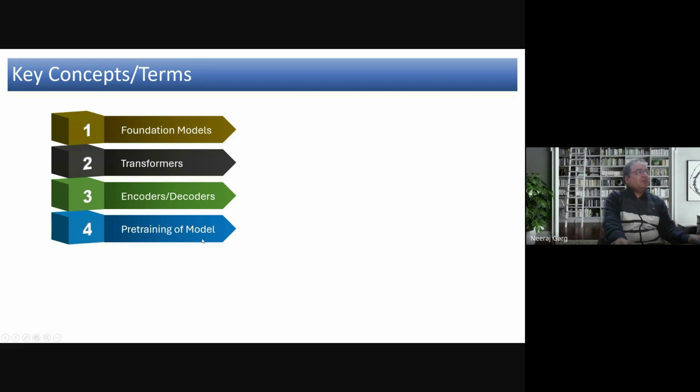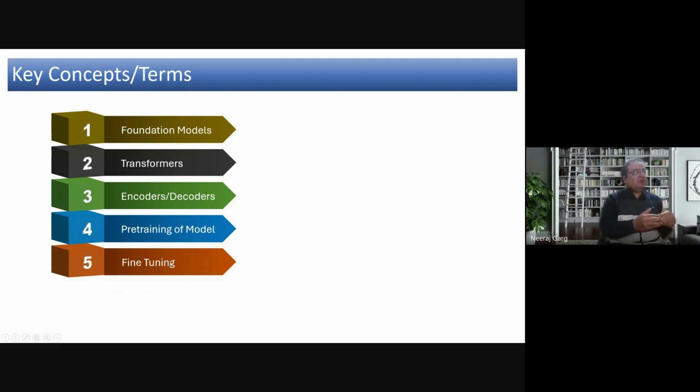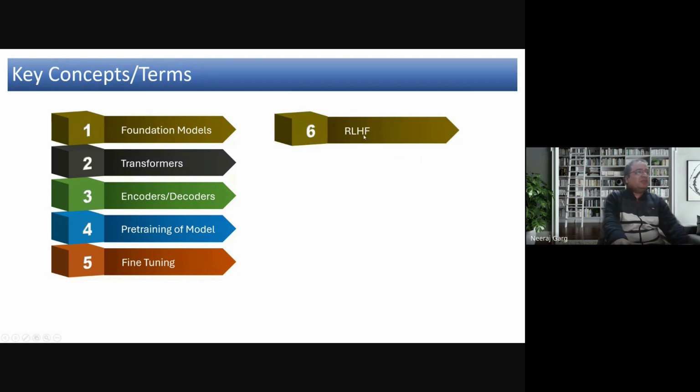Pre-training of a model: someone has already trained a foundation model, that is called pre-training of the model, in case we want to train our model from scratch. Fine tuning is basically training our foundation model with some specific task. For example, it could be healthcare, it could be finance, it could be manufacturing, or it could be anything for that matter.